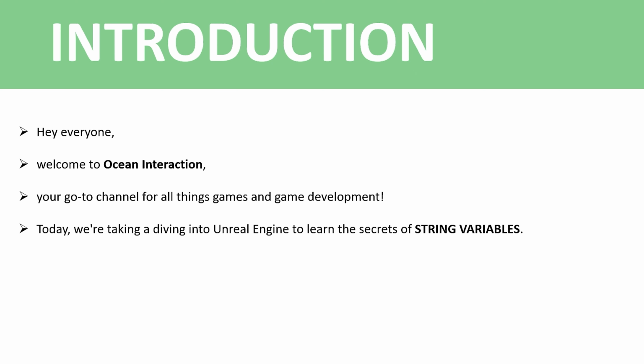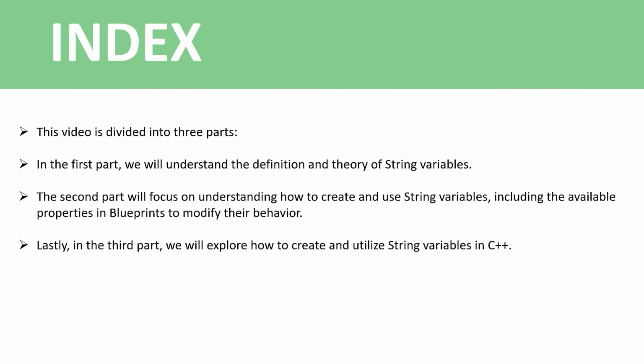Today we are taking a deep dive into the Unreal Engine to learn the secret of string variables. This video is divided into three parts. In the first part, we will understand the definition and theory of string variables. In the second part, we will focus on understanding how to create and use string variables, including the available properties in blueprints to modify their behavior. Lastly, in the third part, we will explore how to create and utilize the string variable in C++.